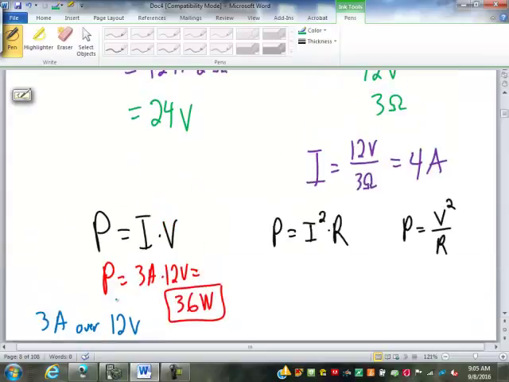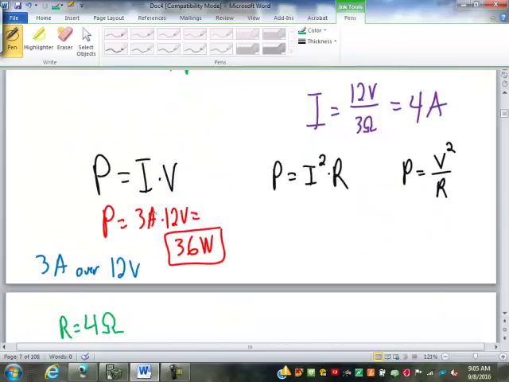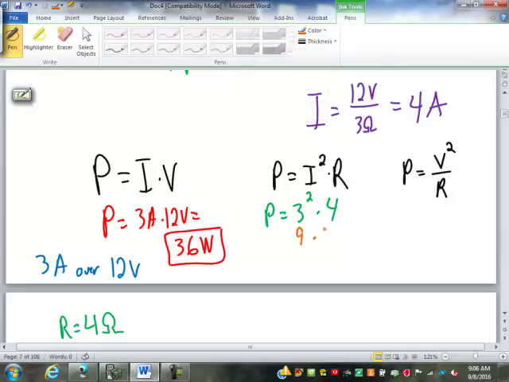Again, let's back up to this formula here. 3 amps times 4 ohms makes 12 volts. So that resistance would have to be 4 ohms. So I could find my power using my current of 3 squared times my resistance of 4. 3 squared is 9 times 4 gives us 36. We get the same result.